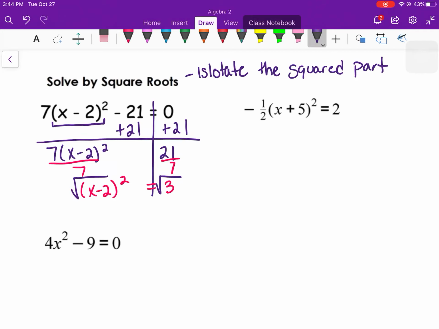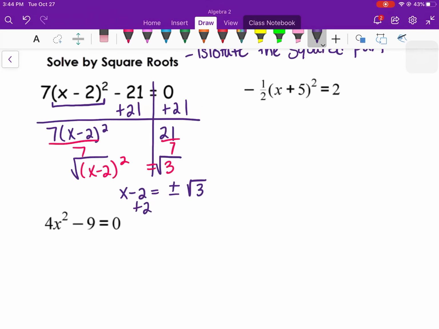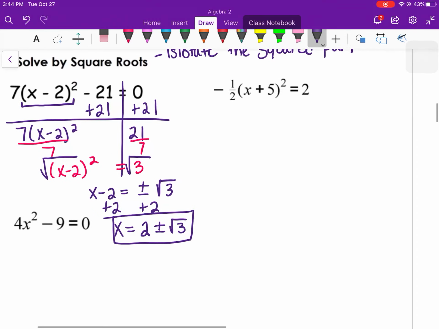Now to get rid of the square, take the square root of both sides. So then we get x minus 2 equals, plus or minus, anytime you are solving and you take the square root, you get two answers, a positive and a negative. And then the square root of 3 doesn't simplify, so the square root of 3. Last step would be to add 2. We get x equals 2 plus or minus the square root of 3.